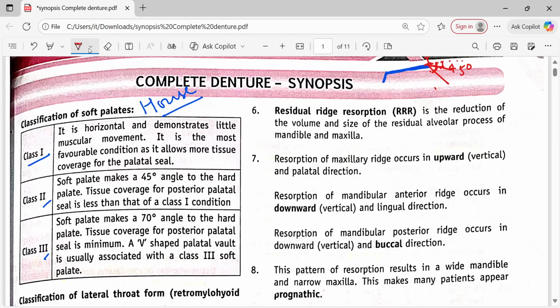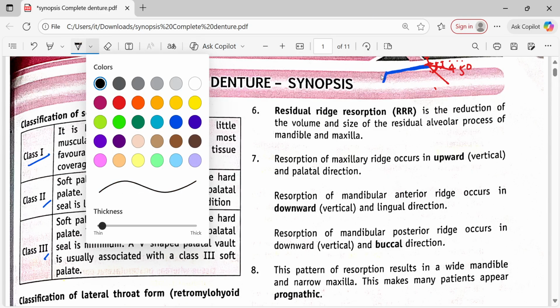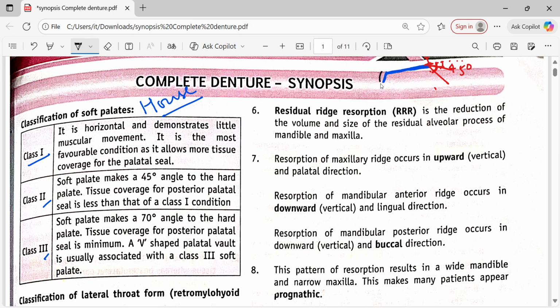How? Suppose this is your denture. Now you record the posterior palatal seal area. If your soft palate is like this, you will not be able to cover more area, so your retention will be compromised. Opposite to it, if you have an almost horizontal soft palate, you will have more area to cover, so it will increase the retention, and that is why it is important to have different classifications of soft palate.